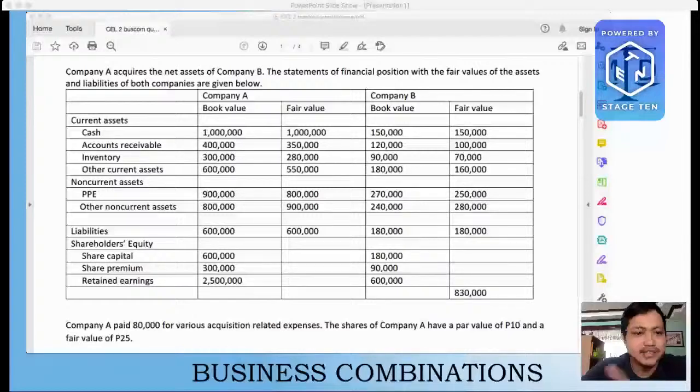Get the assets in the books of the acquiree, compare it with the consideration. Okay, if the book value of the assets of the acquiree is 2 million and consideration paid was 2,500,000, then on the part of the acquiree, there is a gain of 500,000. Because there's no goodwill when we are looking at the perspective of the acquiree. The goodwill arises only in the books of the acquirer.